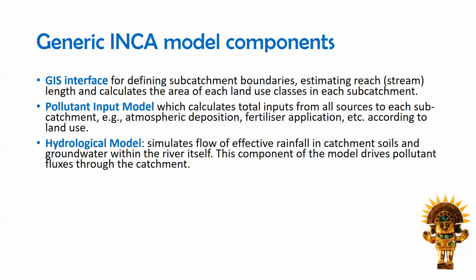You'll note that the hydrological model simulates based upon effective rainfall. So INCA is unlike most other water quality models insofar as the hydrological submodel is separated from the water quality submodel. And the effective rainfall is precipitation minus interception minus evaporation. So effective rainfall is rainfall that is eventually going to contribute to stream flow. This was a design decision with INCA early on, which I'll explain later, and it can be seen as either a strength or a weakness of the model.